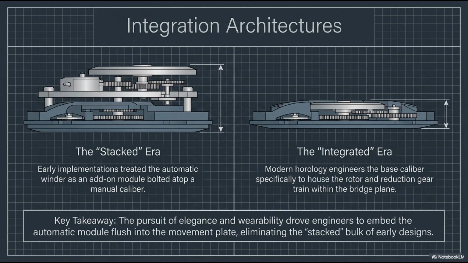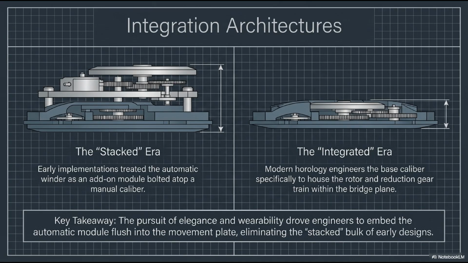Let's talk about how this automatic module is actually integrated into the watch movement. We generally classify this into two distinct integration architectures, the stacked era and the integrated era. Look at the cross-section on the left representing the stacked era. In early automatic implementations, watchmakers essentially took an existing, fully functional manual wind caliber and bolted an automatic winding module directly on top of it. You can see the distinct layers. The manual gear train is below, and the automatic rotor and its heavy gears sit high above. This resulted in watches that were extremely thick and bulbous, often derisively referred to as bubblebacks.